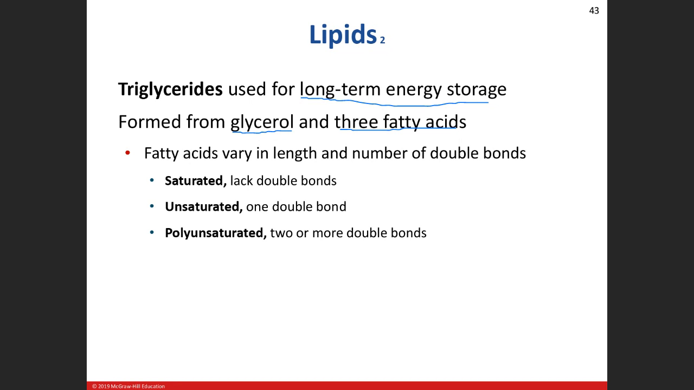So when we refer to saturated fats, that means that these types of triglycerides do not have any double bonds. And when we talk about unsaturated, these triglyceride groups will have 1 double bond. Now, if we talk about polyunsaturated, obviously poly is many, they'll have 2 or more double bonds. So saturated, no double bonds, unsaturated, 1 double bond, and the polyunsaturated are going to have 2 or more.